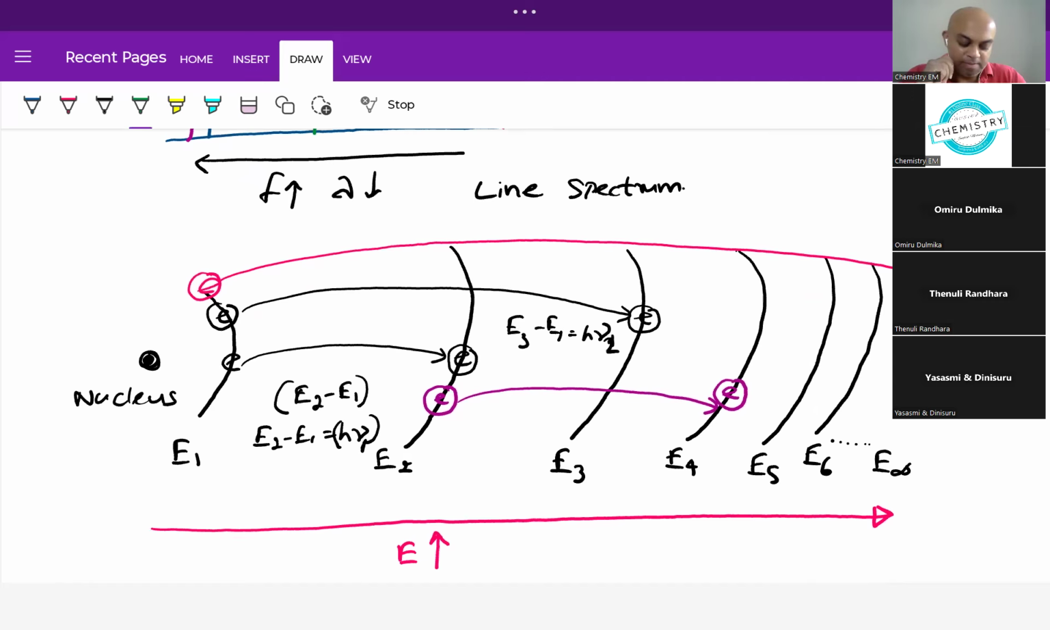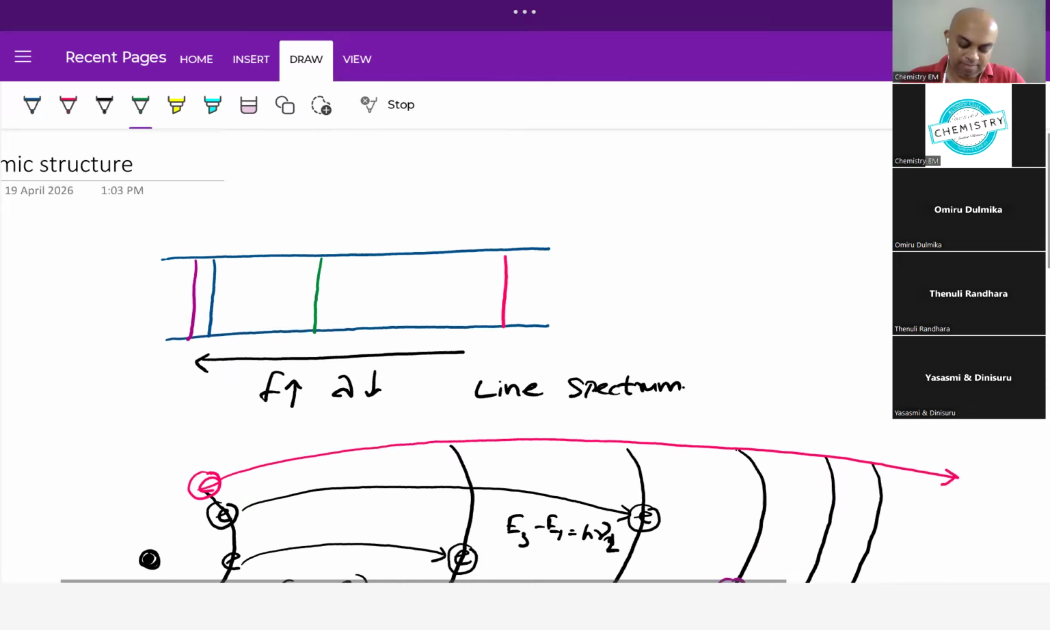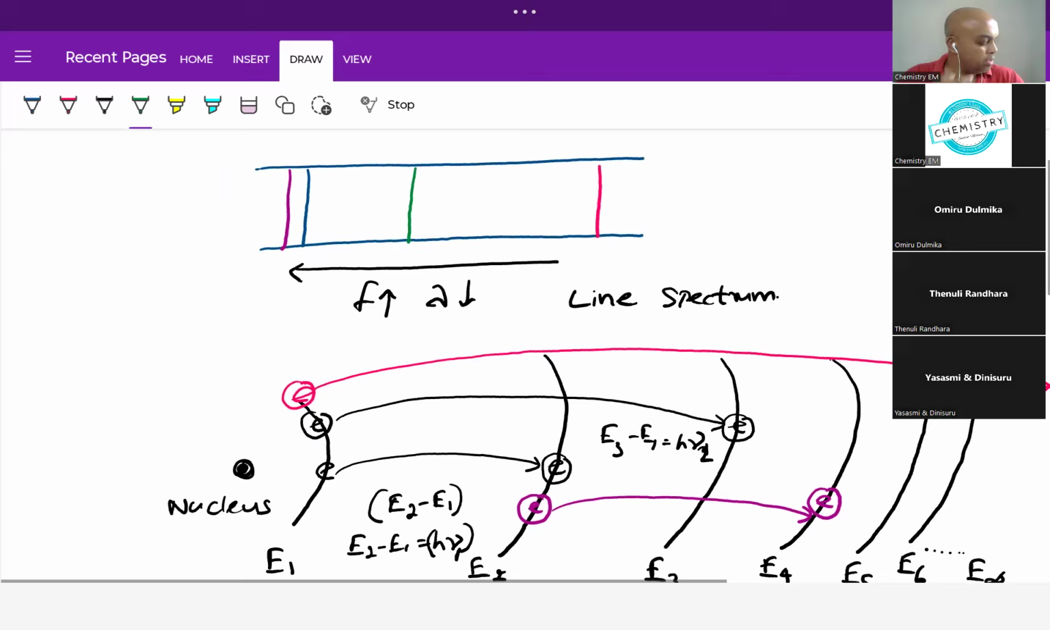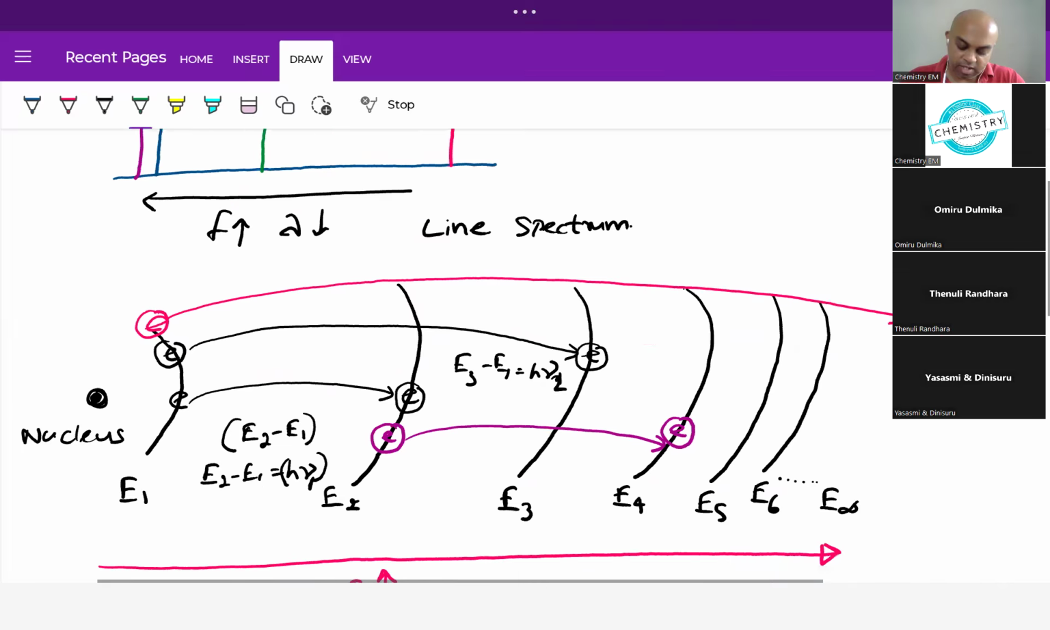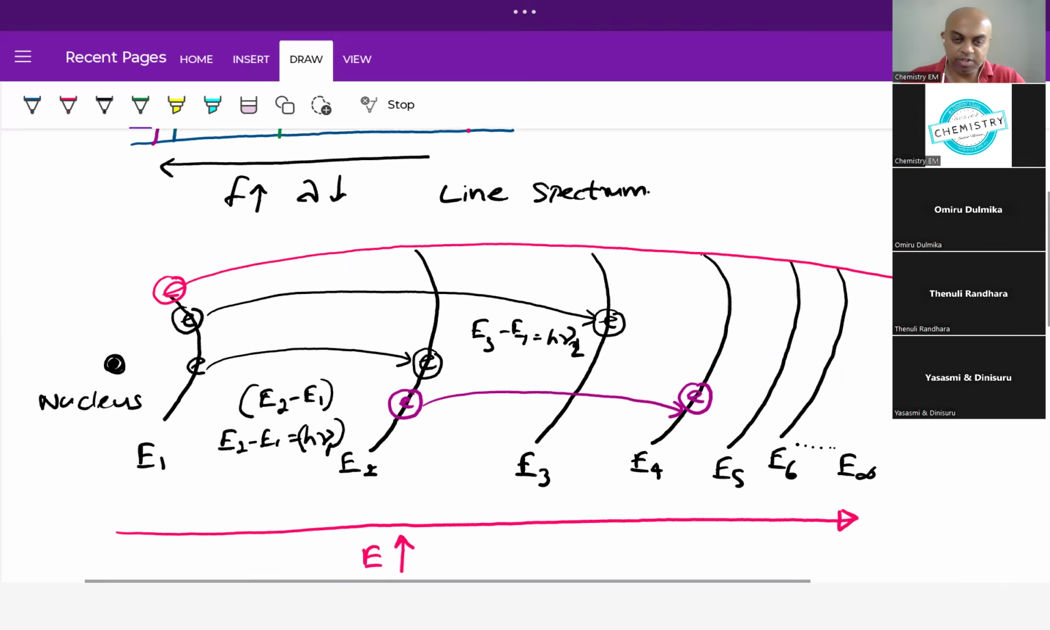Okay, let's write down. The topic: understanding the hydrogen emission spectrum.